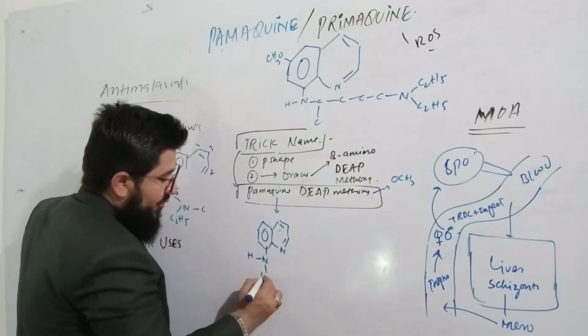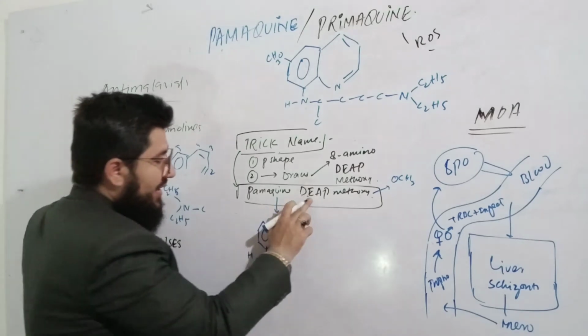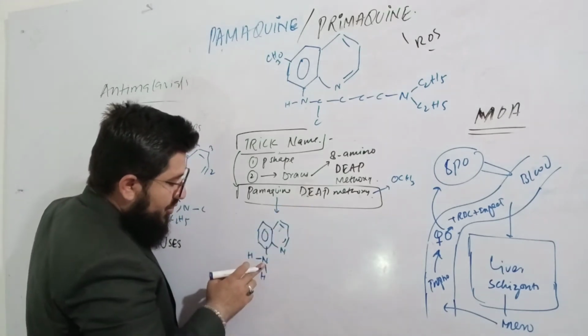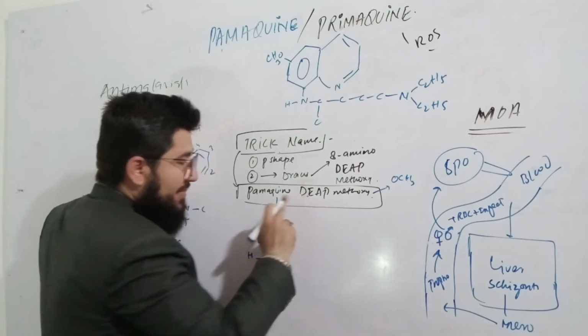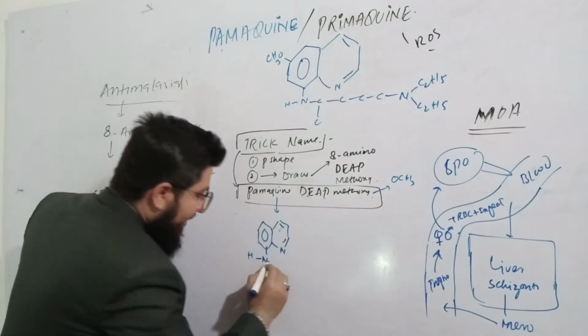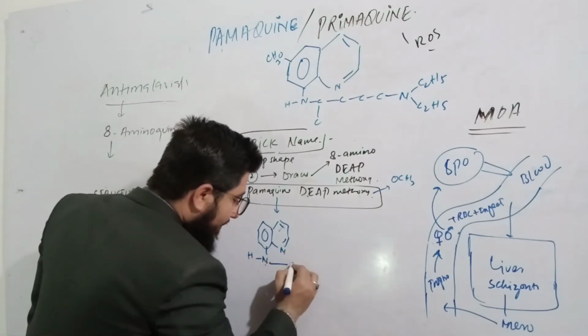with two hydrogens, and then we have DEP. Now this DEP will be attached with this nitrogen. This hydrogen will be substituted with the DEP. What was DEP? Diethylaminopentane. Now how to draw it? Simple. Stretch the bond here.